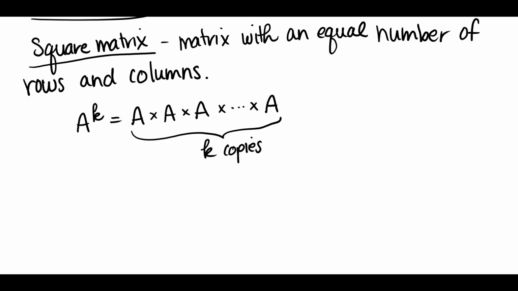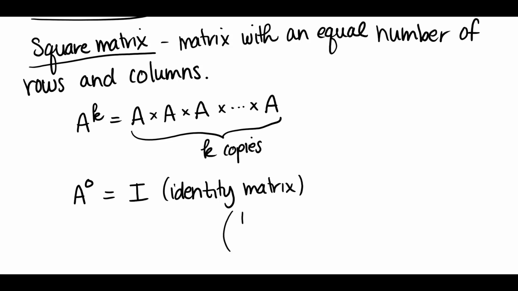Well, remember, integers do include 0. So what does A to the 0 mean? That means it's what we call the identity matrix, and I believe we get to this in the next section. So spoiler alert, an identity matrix is a matrix with ones along the diagonal and zeros everywhere else. So you have 1, 1, 1, dot, dot, 1, and then zeros everywhere else.